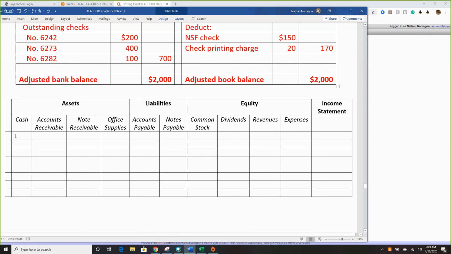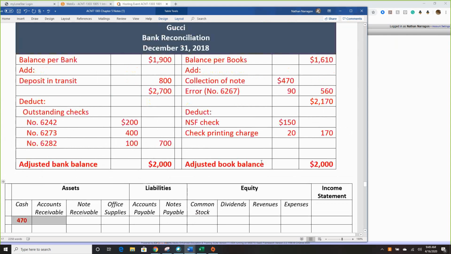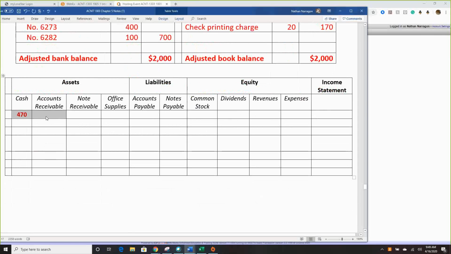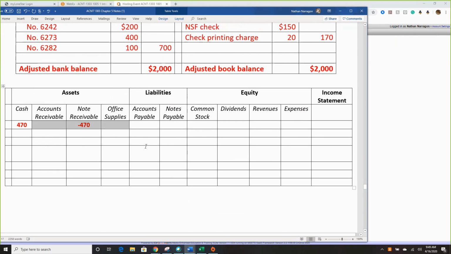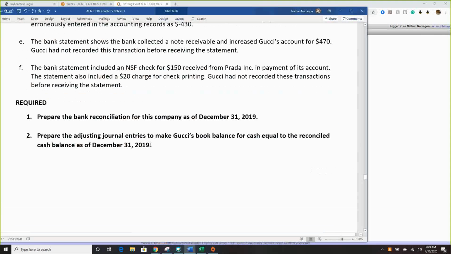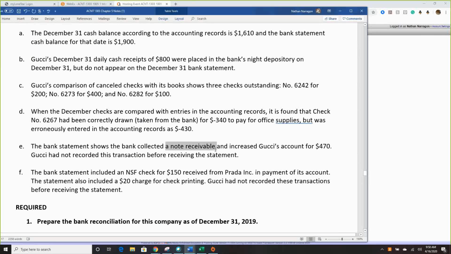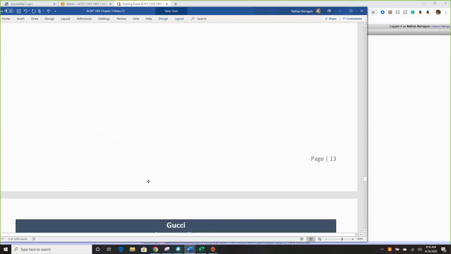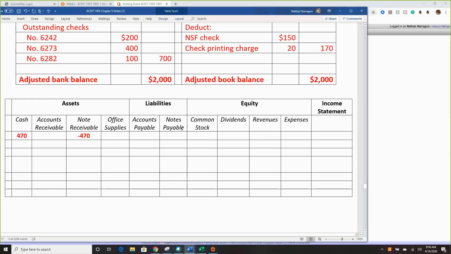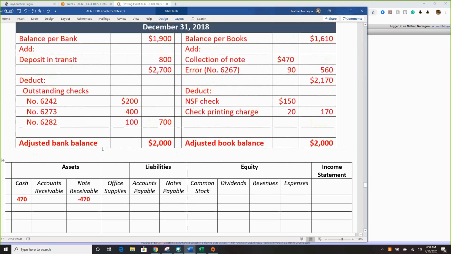Again, we already know our cash. Cash is always going to be done for us since it's already add. Since this is a collection on note, our note receivable should go negative. Watch out on these languages. Again, if it doesn't state it as a note, it's going to fall under accounts receivable as the collection. Of course, no effect on the net income statement.